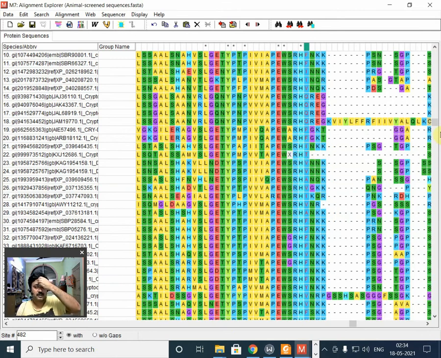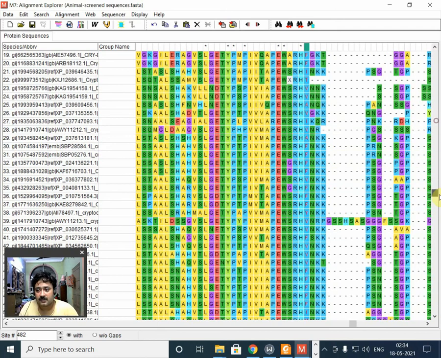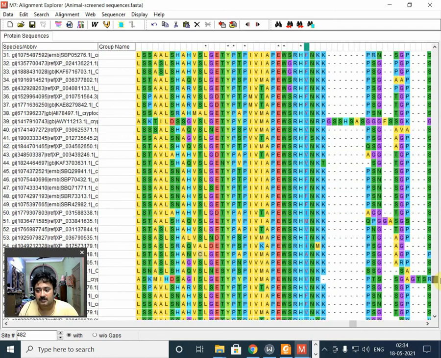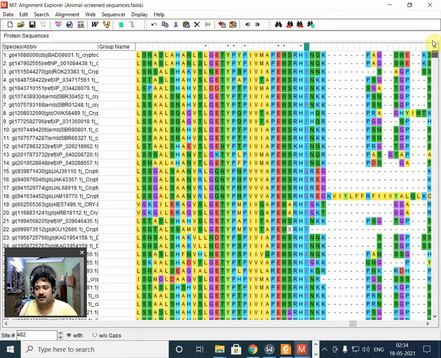Now, if you remember, the size of this particular enzyme or protein was something around 489. After all this trimming, the number of amino acids that we have selected here is actually 482. So the whole coding region almost is present in here, so we have not deleted anything from the coding region.